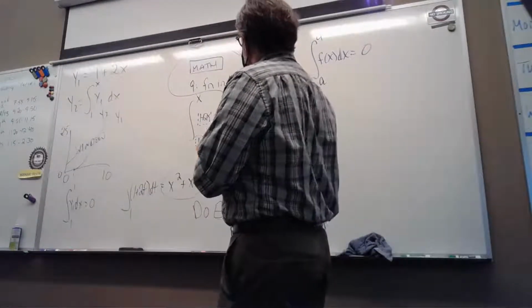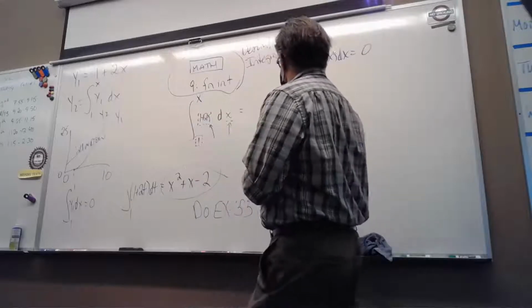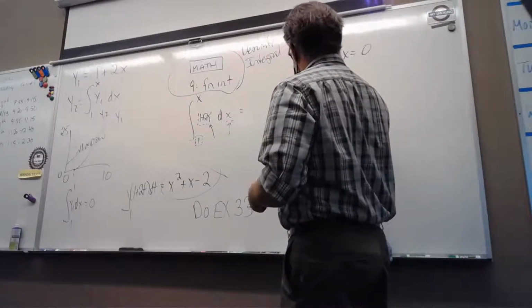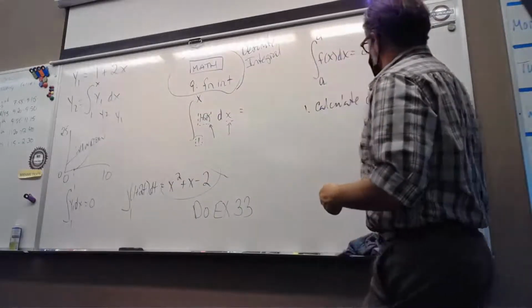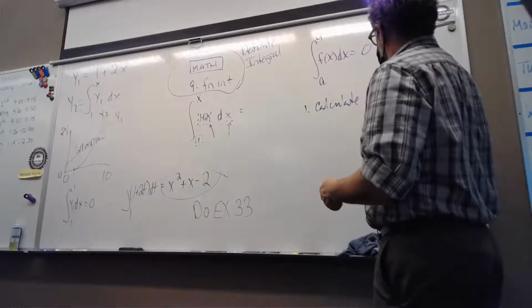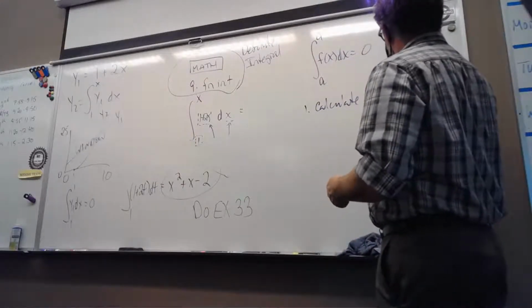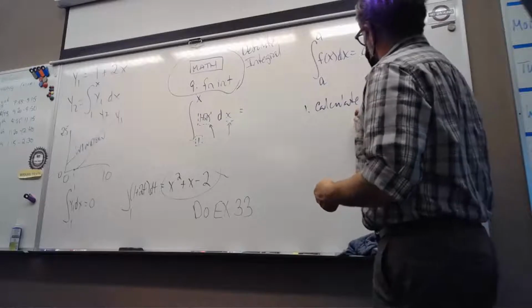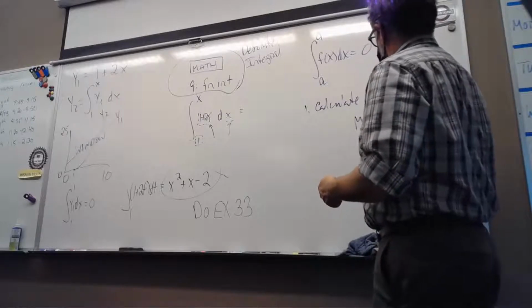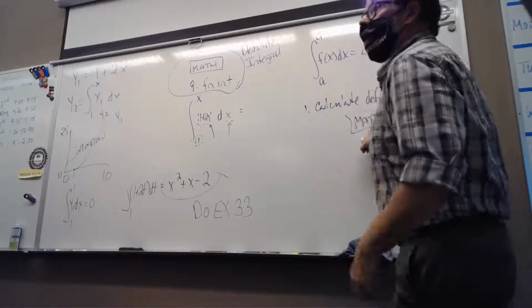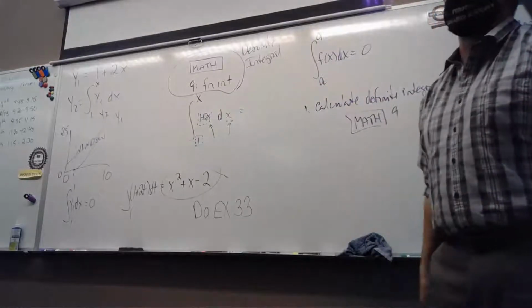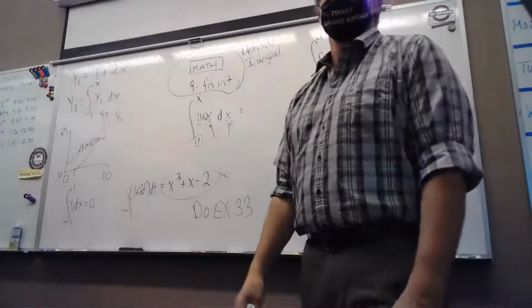Okay. So we can calculate a definite integral using Math 9. By the way, you guys all know that when you go to the math menu, you can just push the number 9 on your keyboard and it will pull up that one.